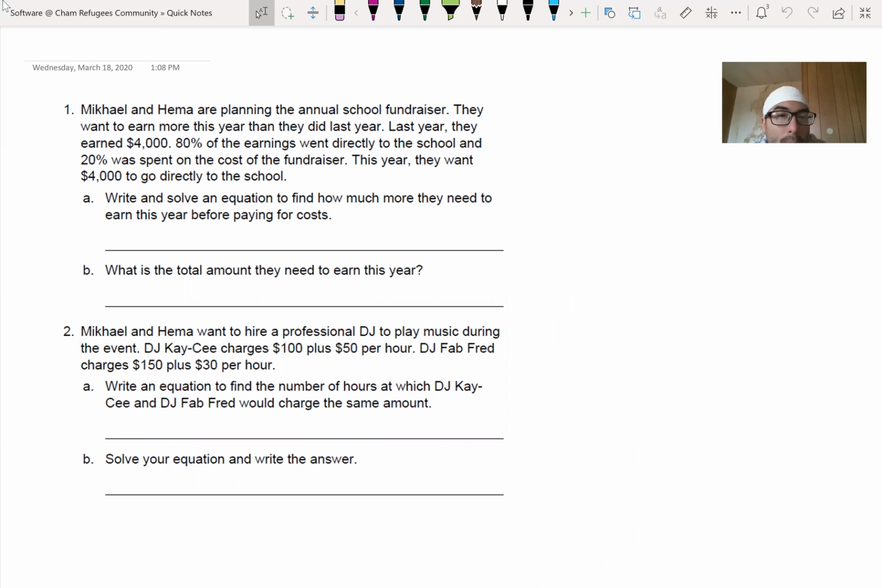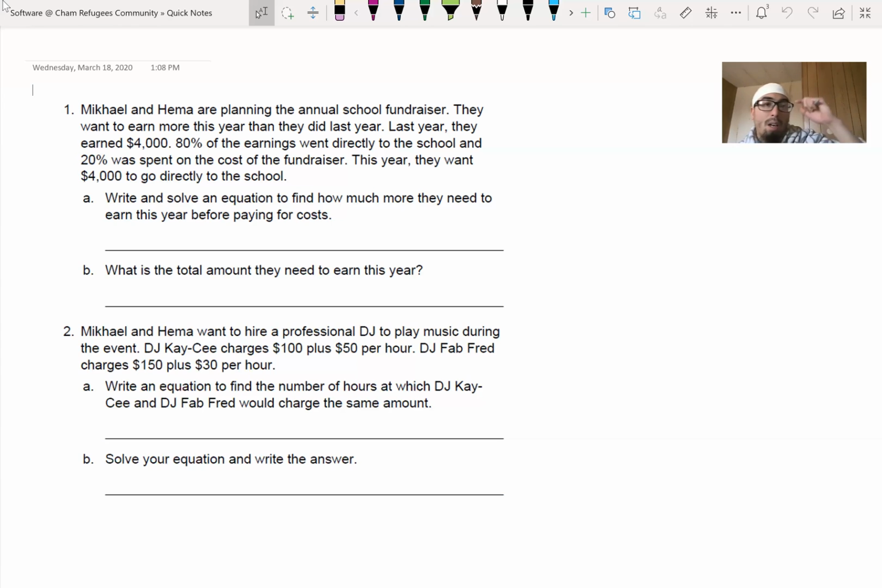It says, Michael and Hema are planning the annual school fundraiser. They want to earn more this year than they did last year. Last year, they earned $4,000. 80% of the earnings went directly to the school, and 20% was spent on the cost of the fundraiser. This year, they want $4,000 to go directly to the school. Write and solve an equation to find out how much more money they need to earn this year before paying the cost. So I don't even know where to start.